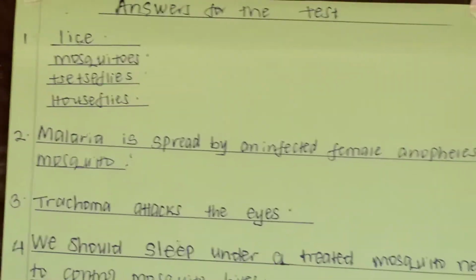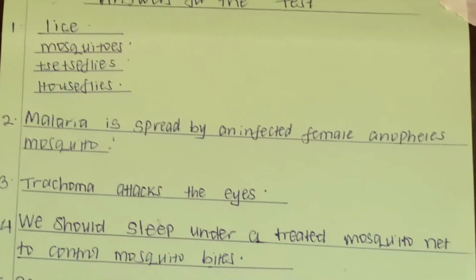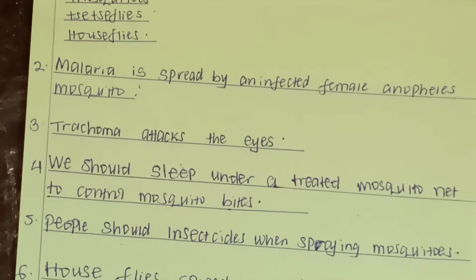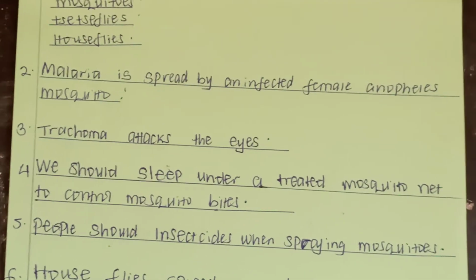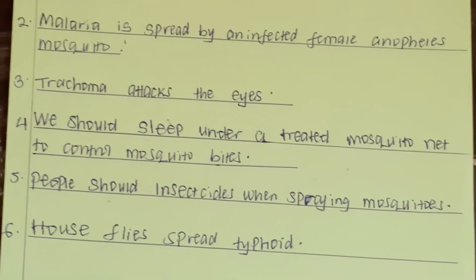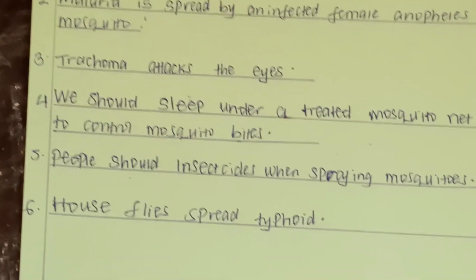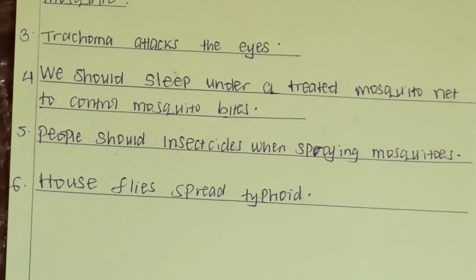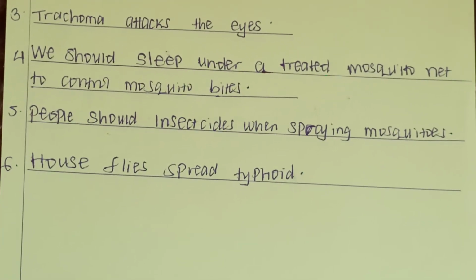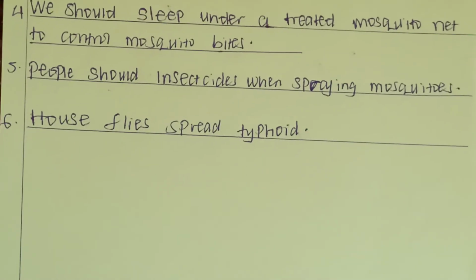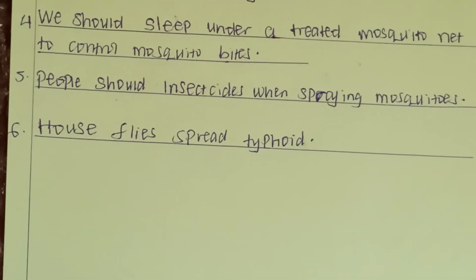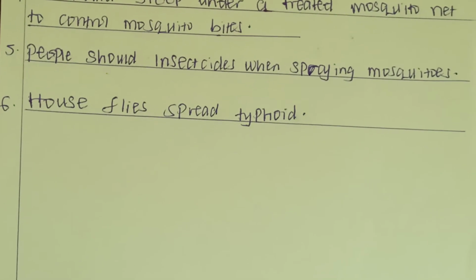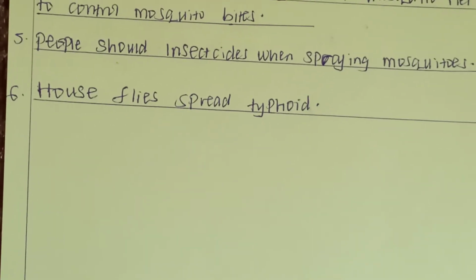Number 1, we have lice, mosquitoes, tsetse flies, and houseflies. Number 2, malaria is spread by an infected female Anopheles mosquito. Number 3, trachoma attacks the eyes. Number 4, we should sleep under a treated mosquito net to control mosquito bites. Number 5, people should use insecticides when spraying mosquitoes. Number 6, houseflies spread typhoid.